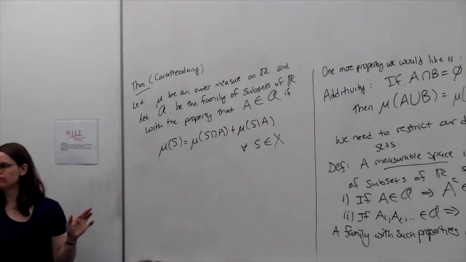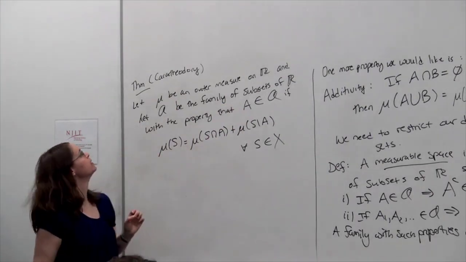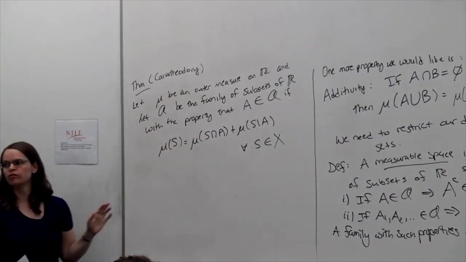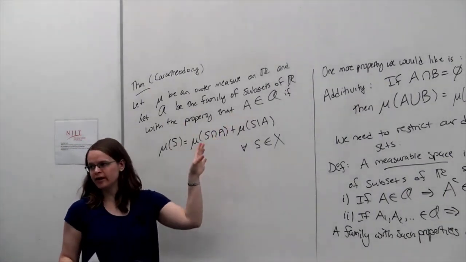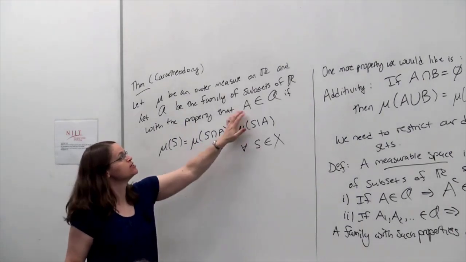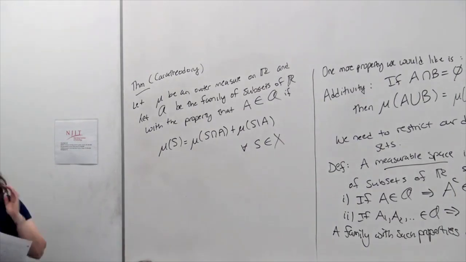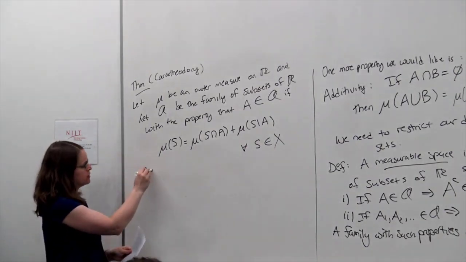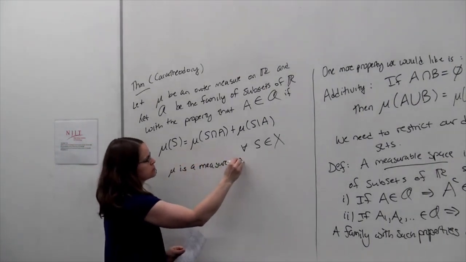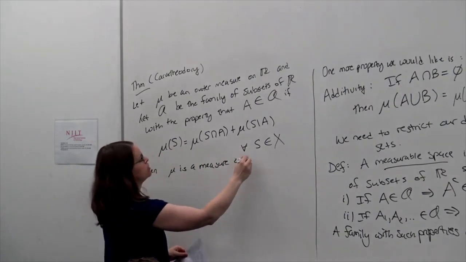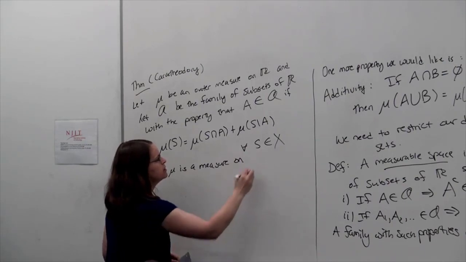Okay, so what this means, and this is important, is we want to test if A is in our measurable set, if A is a set that's Lebesgue measurable. We have a test for it that doesn't depend on comparing it to other things in this collection, because we may not know. This test depends on comparing it to all possible subsets of the reals, which is anything. If this is true, then mu is a measure on script A.